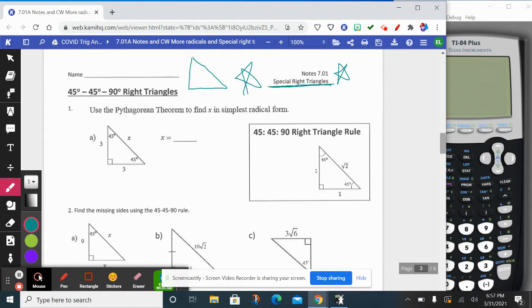So we know that typically in a right triangle, if we're given two sides, let's say 8 and 10, we could use the Pythagorean theorem to find the third side. Well, in some cases, they only give you one side and some angle measures.